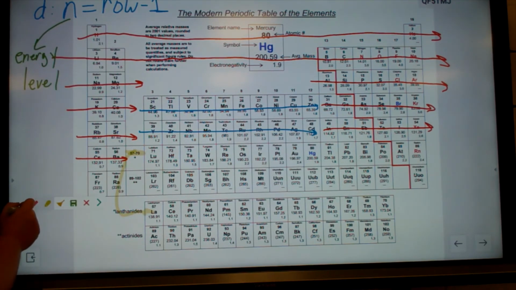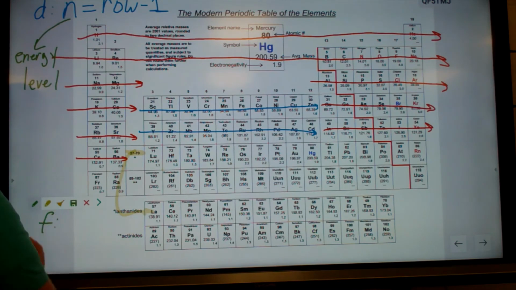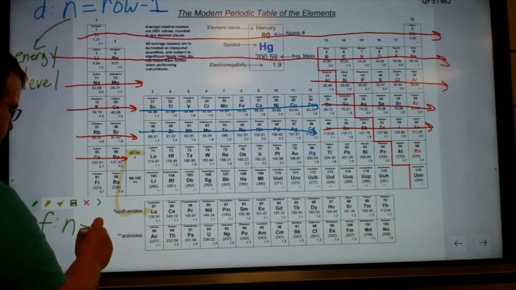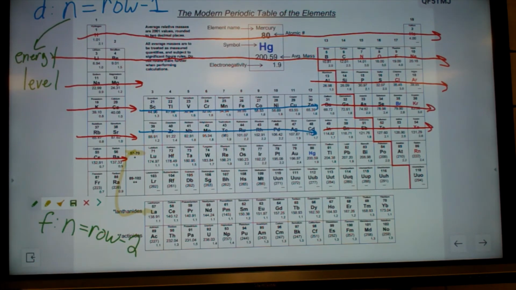So everything changes. Now, what you get here is something like the D block. So whenever you're looking at the F block, N for energy level is equal to the row minus 2. Okay?